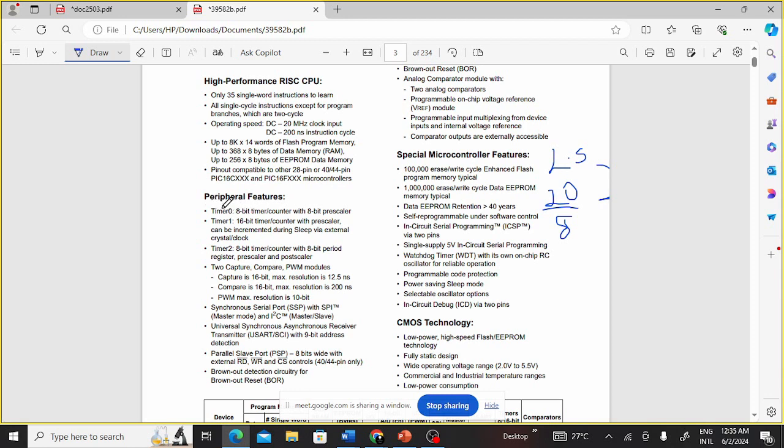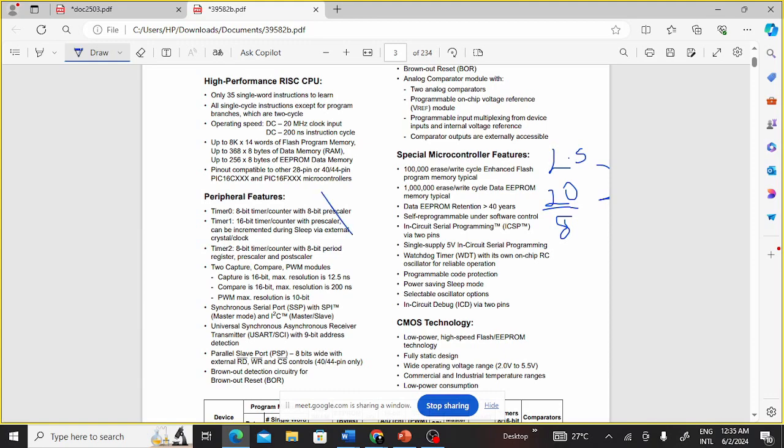We are just comparing them. Timer 0 is 8-bit, timer 1 is 16-bit. What is important to me now is that they specify the prescaler. They said this works with a prescaler and can also be incremented during sleep via an external clock. I explained something about external clock.